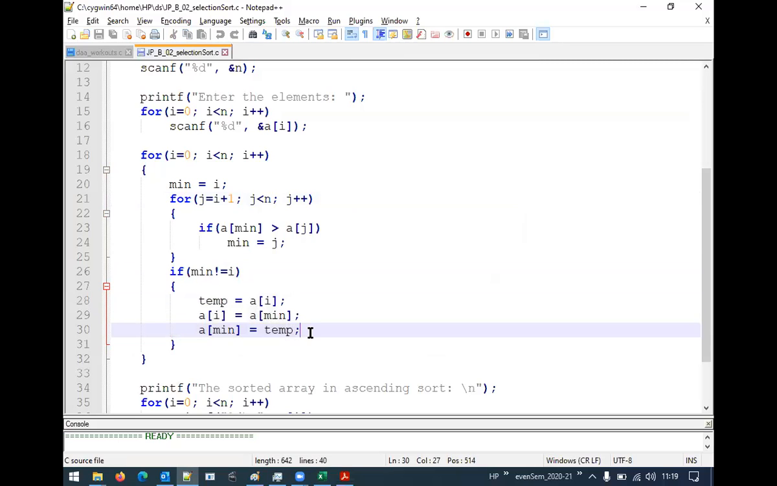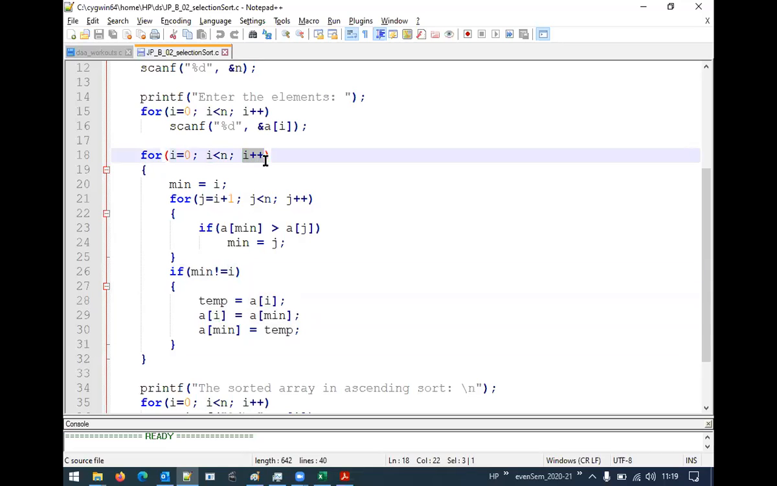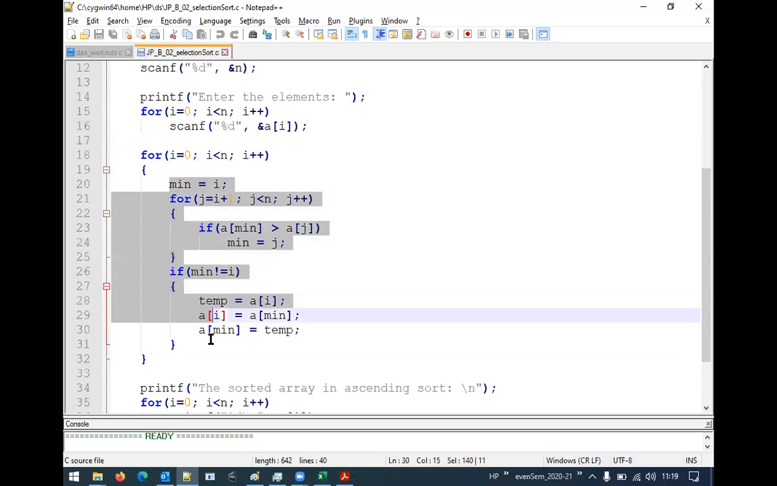Can anyone tell me what these three lines are for? Swapping. It just interchanges two values, right? Now, after this is done, whether this if condition is true or false, after that, where will the control go back to? I plus plus. It goes back to I plus plus. After I plus plus, the condition I less than n. If the condition becomes true, then it repeats everything. Correct?